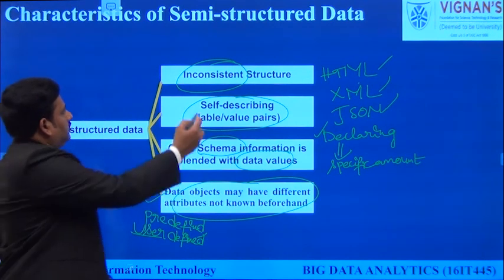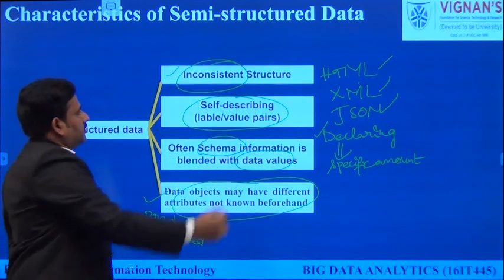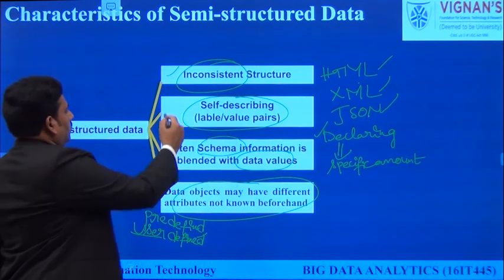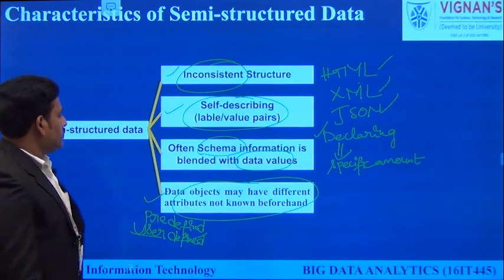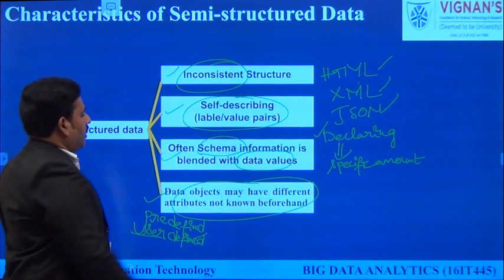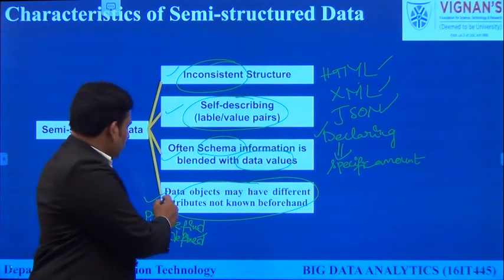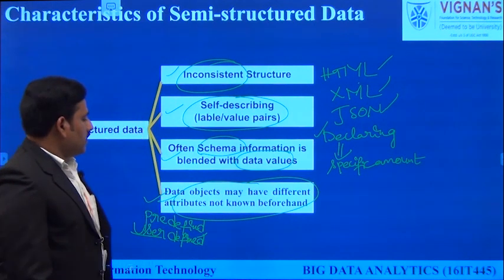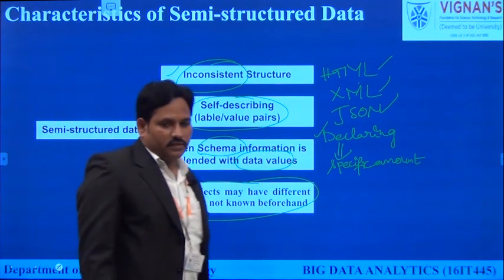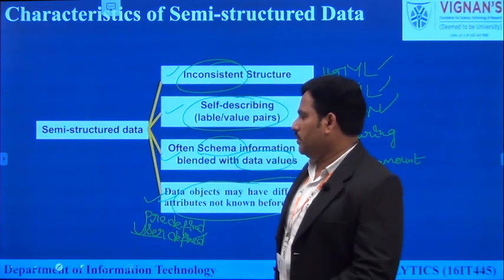So these are the basic characteristics of semi-structured data. They have an inconsistent structure, they have self-describing rules, they have an association or bonding with the data values, and the data objects are not known beforehand. These are the characteristics of semi-structured data.